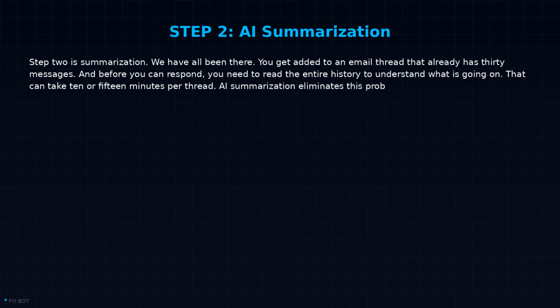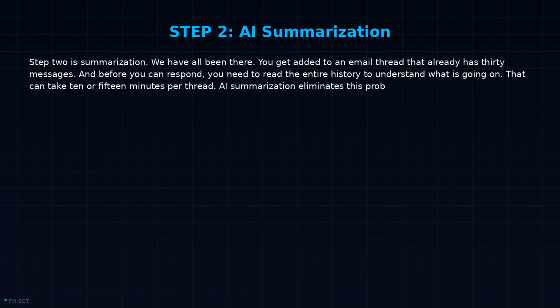The tool I recommend for this is Shortwave. Shortwave is an AI email client that works with Gmail and turns your inbox into a smart, manageable workspace. Its standout feature is AI summarization. When you open a long thread, Shortwave generates a concise summary of everything that has been discussed. Key decisions. Open questions. Action items. Who said what? All laid out in bullet points at the top of the thread. You can read the summary in 10 seconds instead of spending 10 minutes scrolling through the full history.